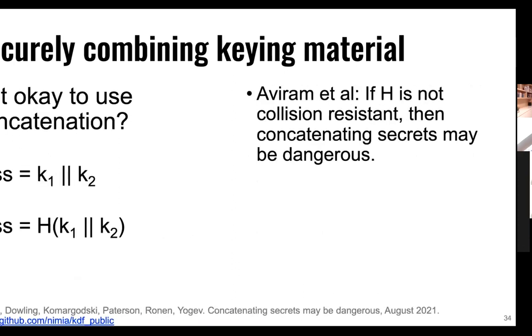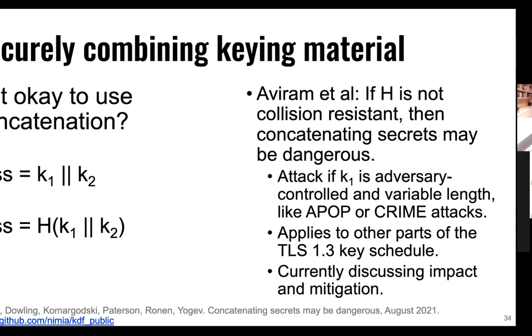And there's a post last month to the TLS mailing list by Avaram and others at ETH Zurich, pointing out that if the hash function is not collision resistant, then concatenating secrets may be dangerous. In particular, they point to a couple of attacks that have been seen in the past, one on a protocol called APOP, and another one in TLS called the CRIME attack, which basically allows the adversary to attack and recover bytes of K2 if K1 is adversary controlled, variable length, and H is not collision resistant.